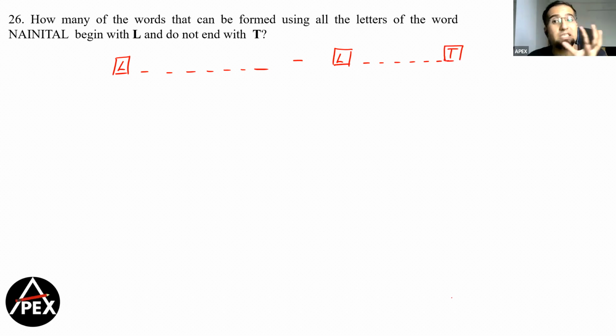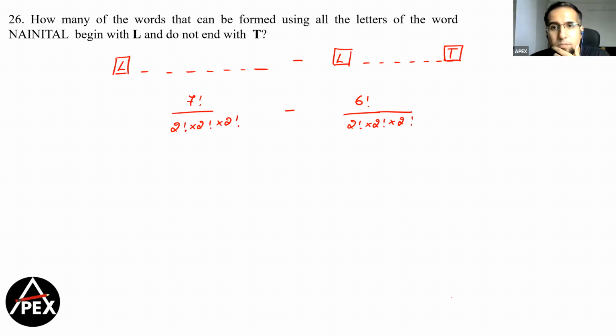So from all the words starting with L, I take out all the words starting with L and ending with T. So all the words starting with L would be 7 factorial by 2 factorial into 2 factorial into 2 factorial. And from here, I subtract 6 factorial by 2 factorial into 2 factorial into 2 factorial. This becomes your answer. Clear, guys, everyone? Any doubts? Can I proceed from here? Perfect.